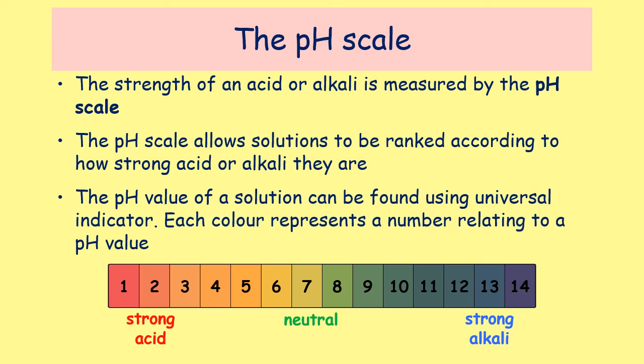Now, if you're asked if something is an acid or an alkali, all you need to know is if the pH number is below 7, so if it's 6, 5, 4, 3, 2, 1, it's an acid. If it is above 7, so if it's 8, 9, 10, 11, 12, 13, or 14, it is an alkali. But if it is exactly 7, it is neutral. So pH 7 is neutral, less than 7 is an acid, more than 7 is an alkali.